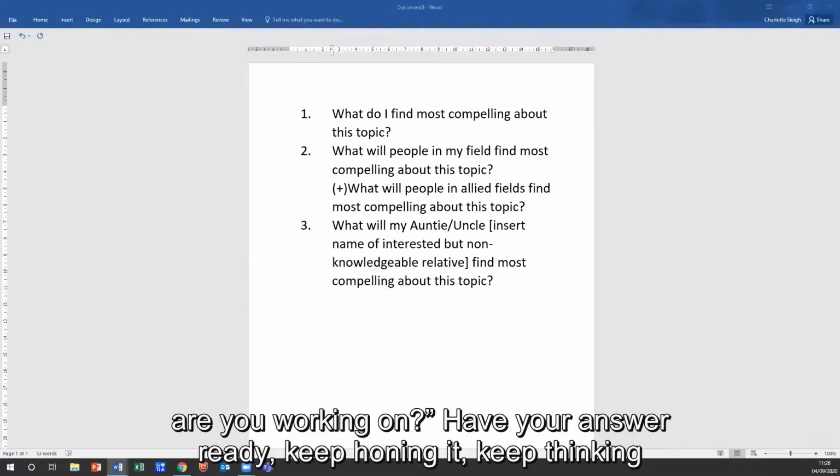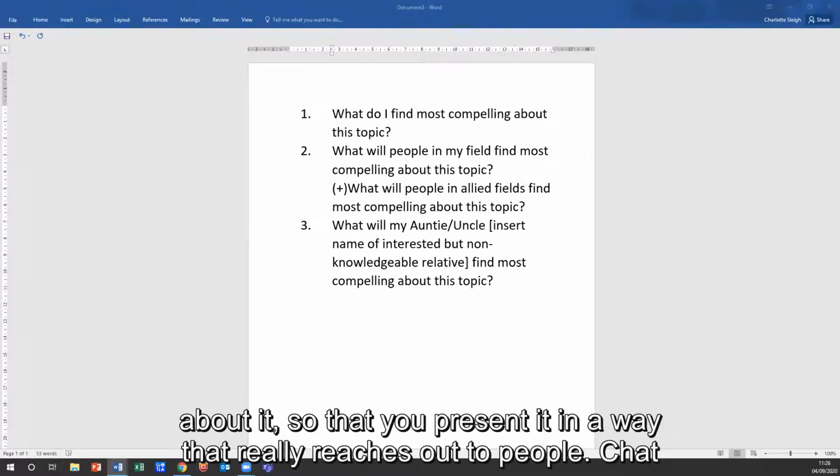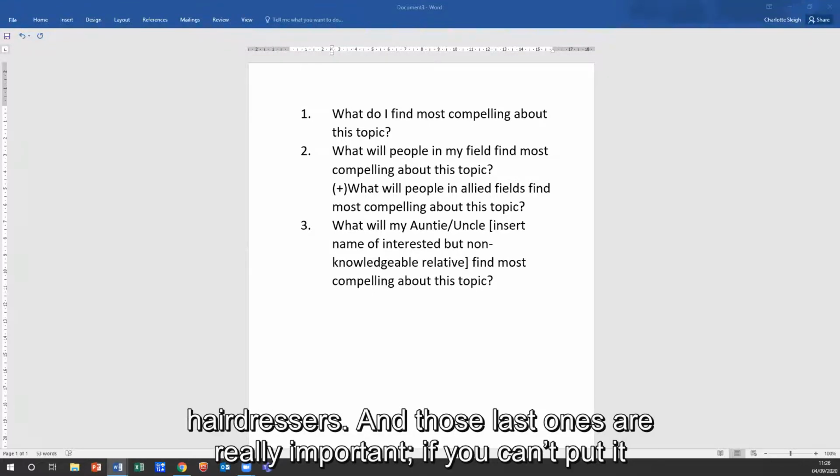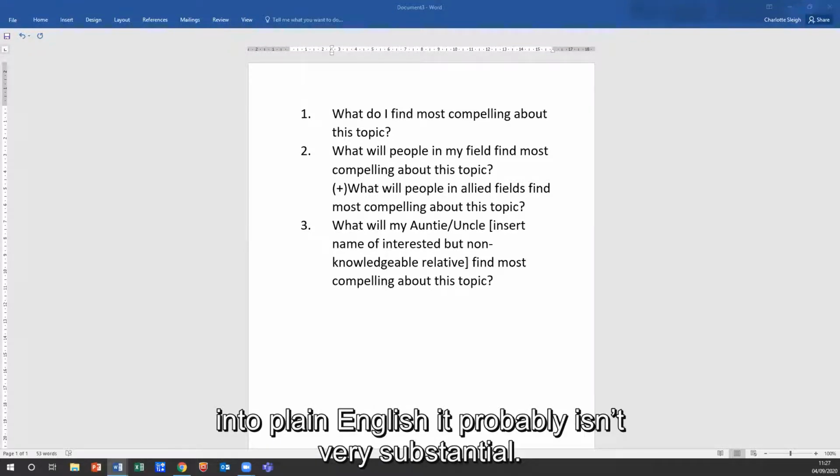What do you do? What are you working on? Have your answer ready, keep honing it, keep thinking about it so that you can present it in a way that really reaches out to people. Chat to people at seminars, at conferences, but also in the pub, on the bus, at the hairdressers. And those last ones are really important. If you can't put it into plain English, it probably isn't very substantial.